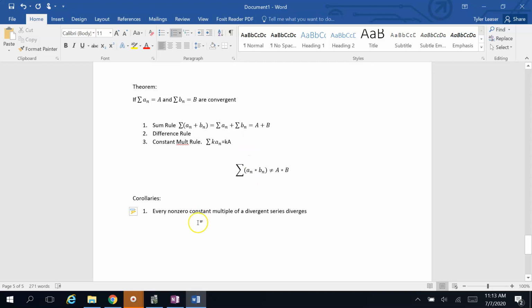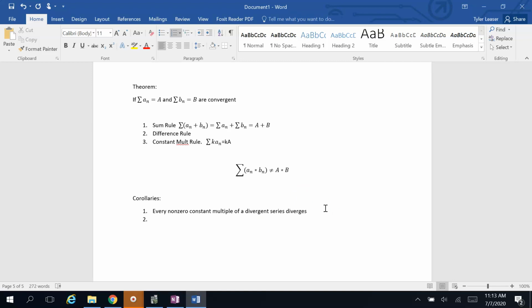So what this corollary is saying is that if you know a series diverges, there is absolutely nothing that you can multiply it by that's going to make it converge, except for 0. But that's kind of lame. So if something diverges, it doesn't matter what constant you multiply it by, it's still going to diverge.